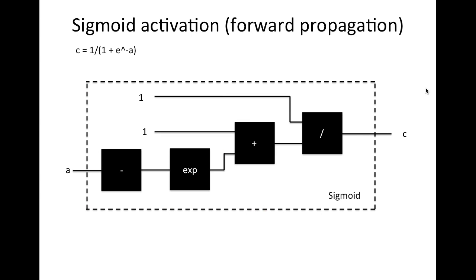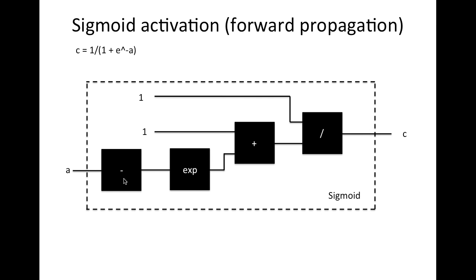Alright, for this tutorial we'll be going over the sigmoid activation function as well as potentially an introduction to neural networks. The sigmoid activation function is 1 divided by 1 plus e to the negative a. This ginormous gate outlined in the dotted line is the sigmoid activation function, and it's defined by smaller gates on the inside.